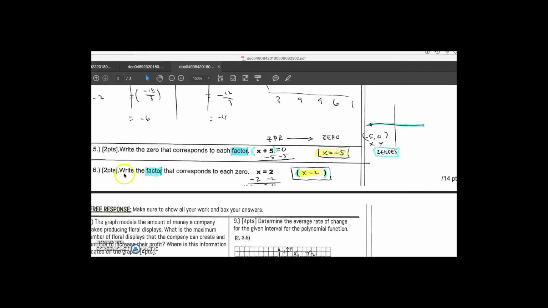Question number 6 says write the factor. So for the factor, you should be looking for parentheses that corresponds to each 0. They gave me x equals 2. So here you can subtract 2 from both sides. And the part that got cut off is, then on this side you have x minus 2 equals 0. So here is my factor. This is a 0.